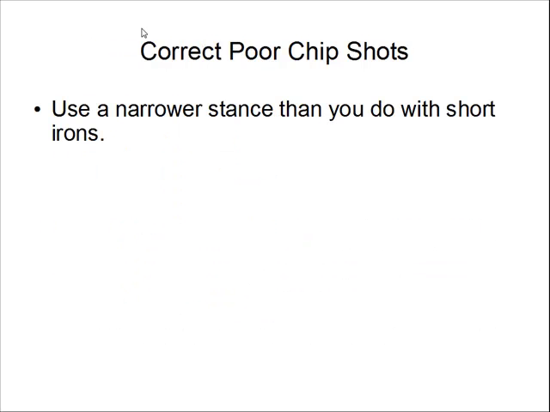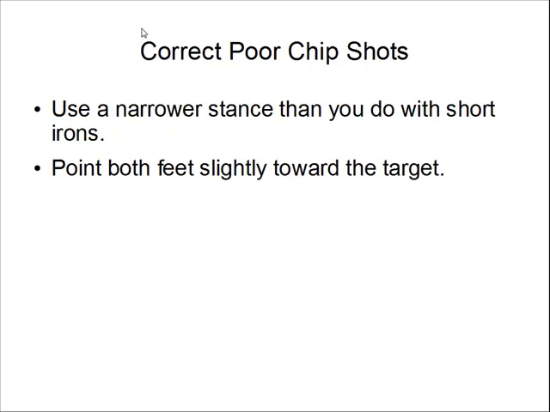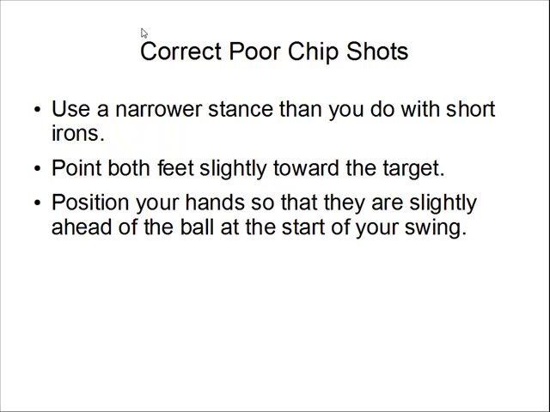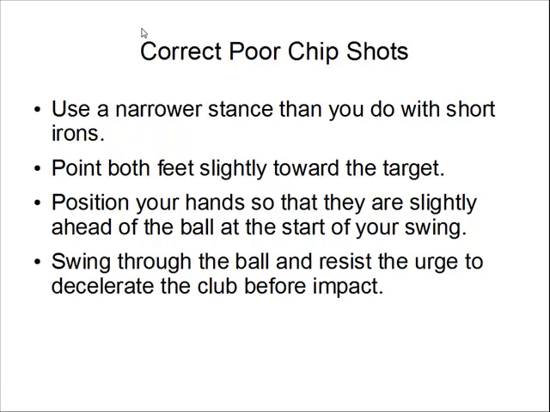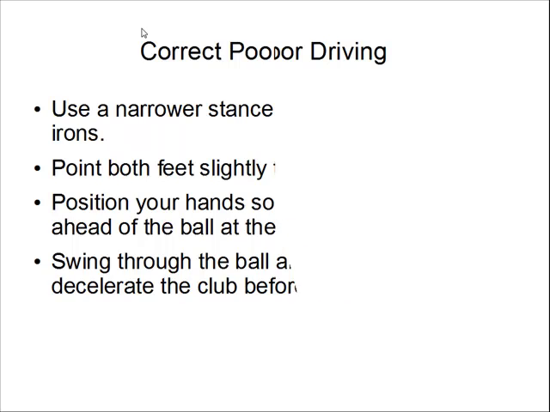Here are some tips to correct your poor chip shots. Use a narrower stance than you do with your short irons. Point both feet slightly toward the target. Position your hands so that they are slightly ahead of the ball at the start of your swing. Swing through the ball and resist the urge to decelerate the club before impact.